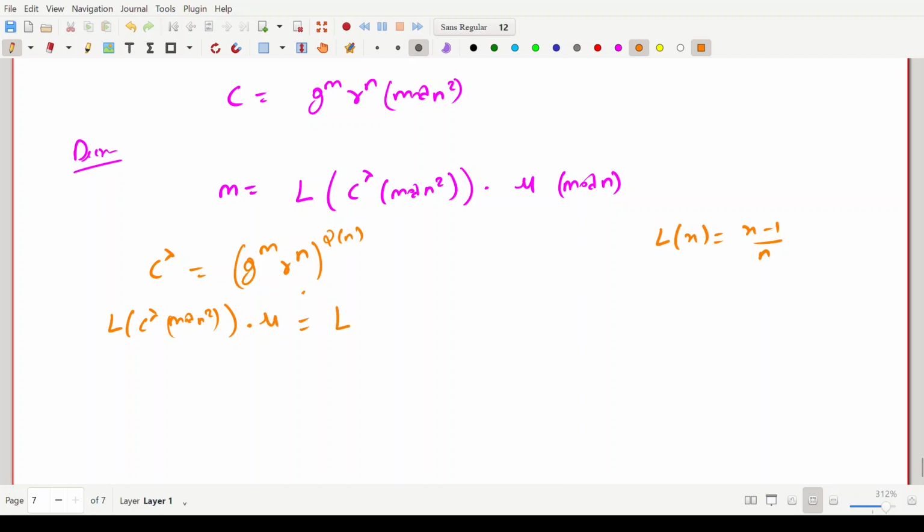Now what do you see? What is the value of C? It is G raised to M, R raised to N, phi of N. So I'll write M into phi of N, multiplied by R raised to N into phi of N, modulo N square. Now if you see modulo N square, what is phi of N? This part will be gone. This is actually 1, this is phi of N square, N into phi of N. This is 1, so I'll be having G raised to M phi of N modulo N square.